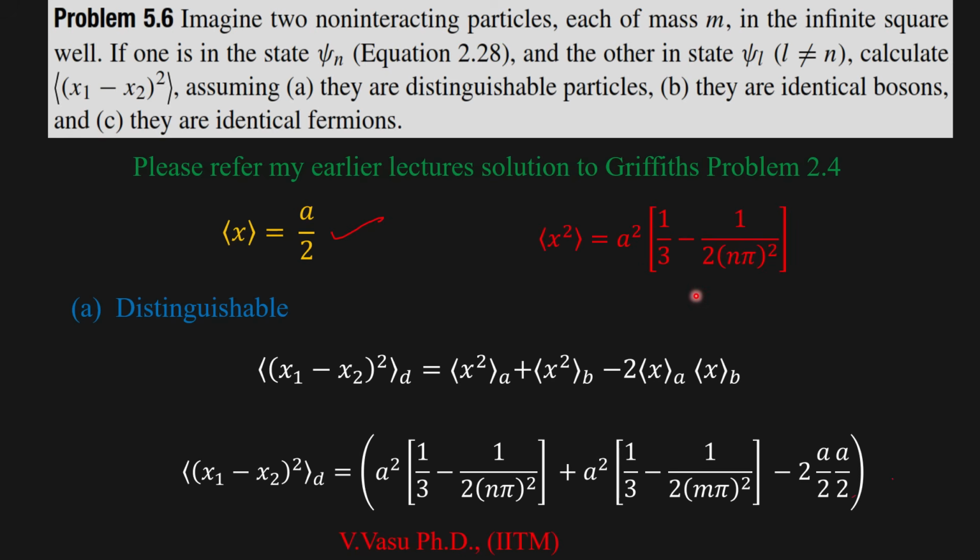Now you substitute it. The expectation value of x squared for particle A is a squared times (1 over 3 minus 1 over (2 n pi) squared), plus the same for particle B. As given in the problem, A and B are in different states, that is, l is not equal to n. So for particle 2 it is a squared multiplied by (1 over 3 minus 1 over (2 m pi) squared). Then the expectation value of x for particle A is a by 2, and for particle B also a by 2. So we will try to simplify this.